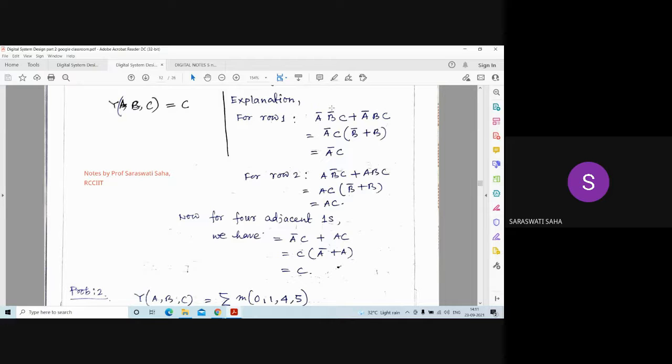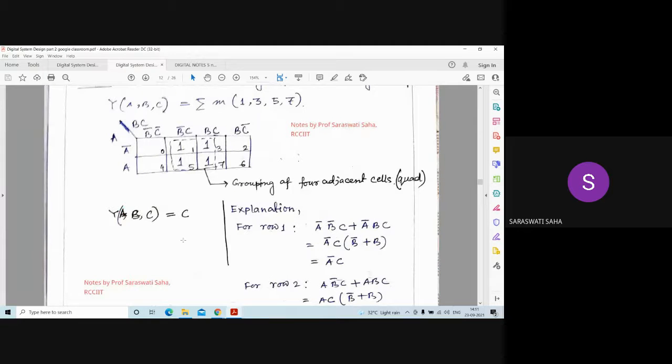So how many min terms are there? Here 2 min terms, here 2 min terms. So total 4 min terms in between them. So you can write in this form A bar C plus AC. By taking C as a common variable, you will get A plus A bar, and ultimately you will get C. So this method is basically the algebraic method, but here we have got this in a single step from this graph.